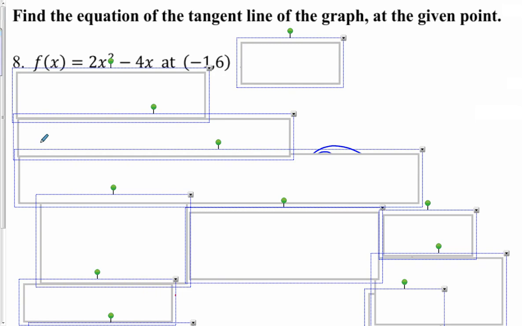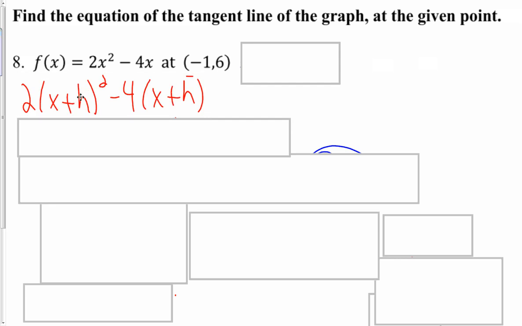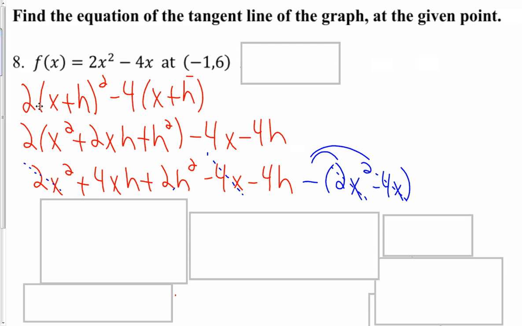Moving on, we've got 2x squared minus 4x is our function, and we're looking at the tangent line at the point (-1, 6) of this. So f of x plus h minus f of x all over h, right? Doing this a couple times. Here's our f of x plus h, x squared plus 2xh plus h squared. The minus 4 distributes here, and there we go. Times 2, we get 2x squared, 4xh, 2h squared. The minus 4x minus 4h comes down, and then we're subtracting the original, right?